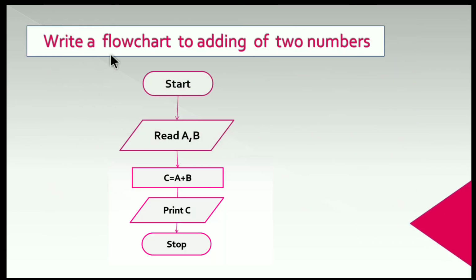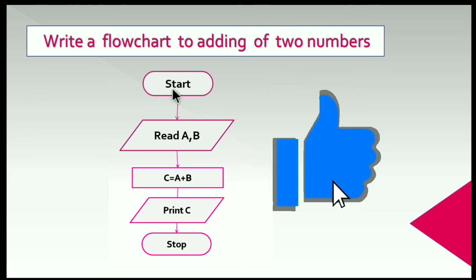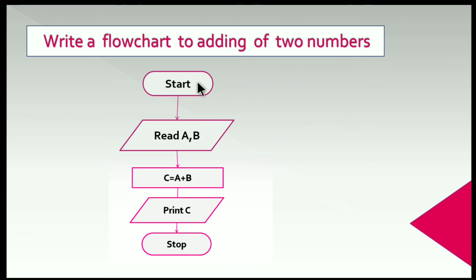Next, a simple flowchart for adding two numbers. What is that flowchart? Here we are using start and stop with an oval symbol. For reading the values we use A and B. Read A, B. After that, C for processing. Print is in a parallelogram.